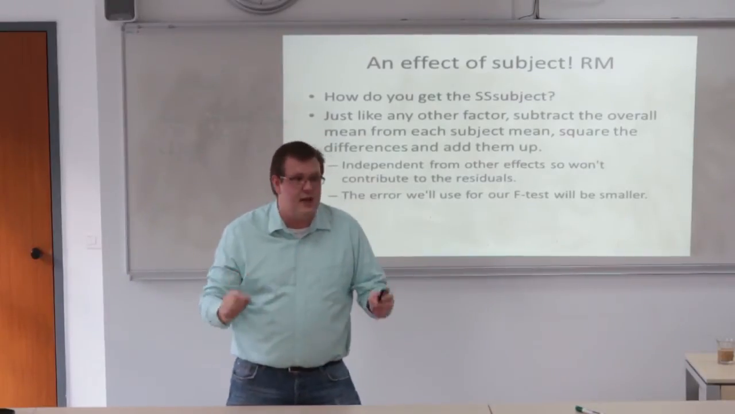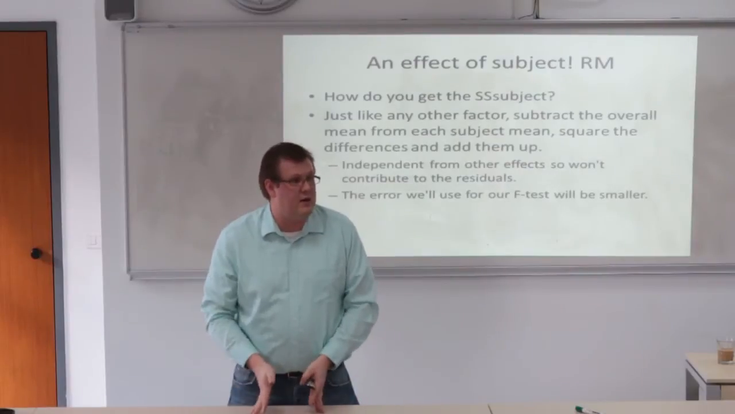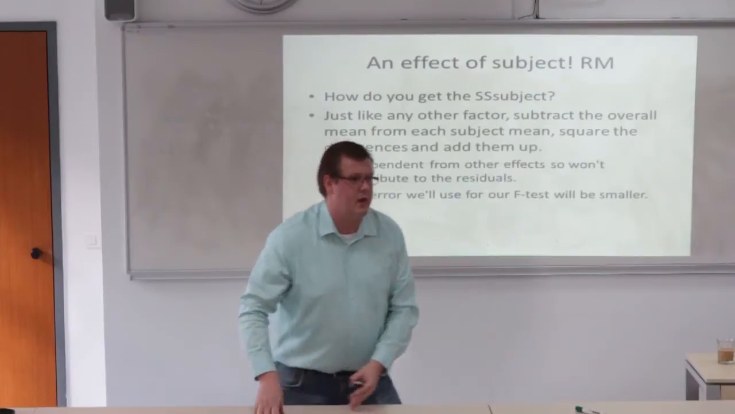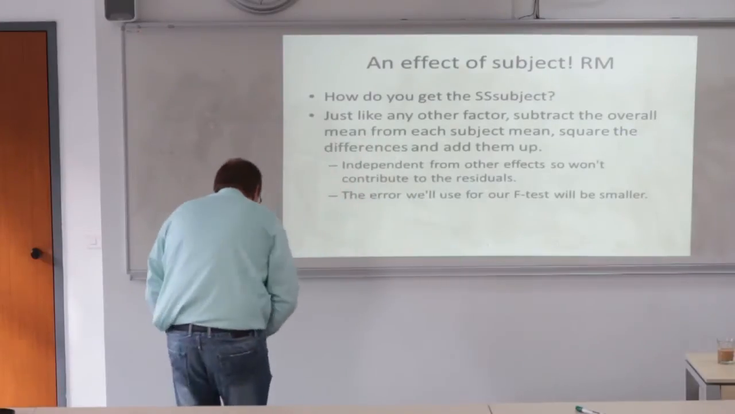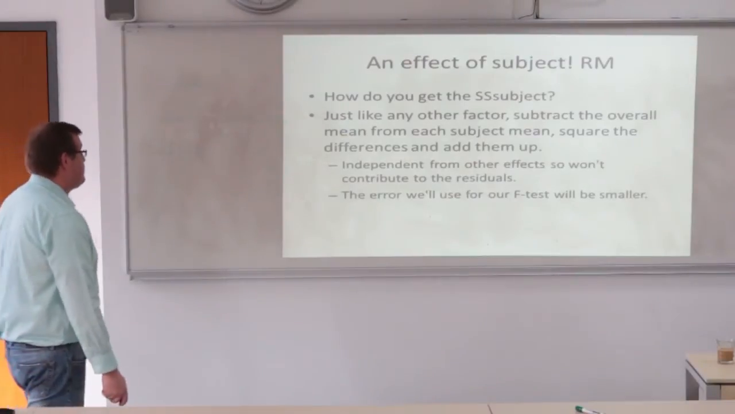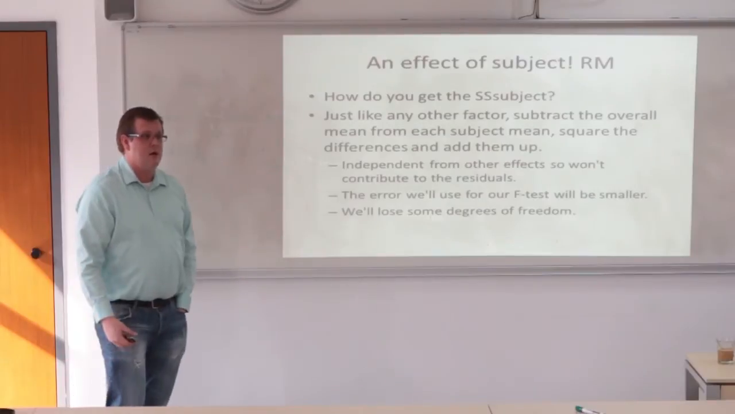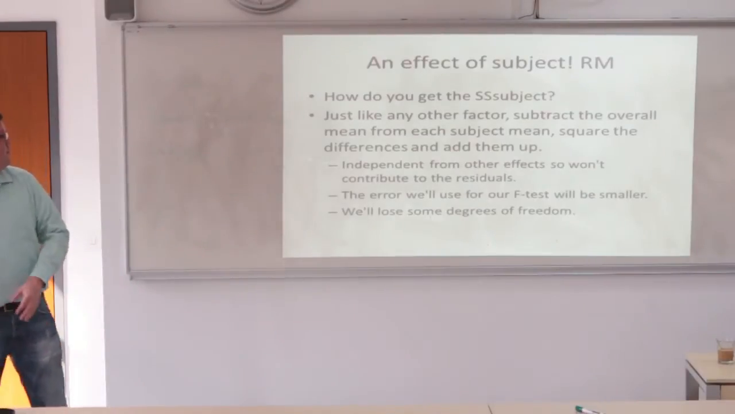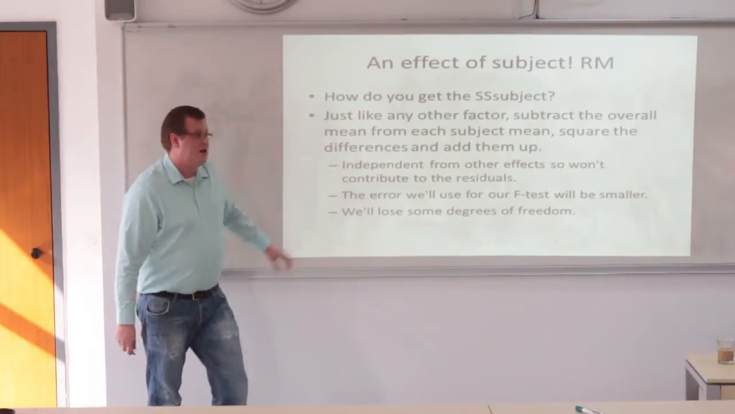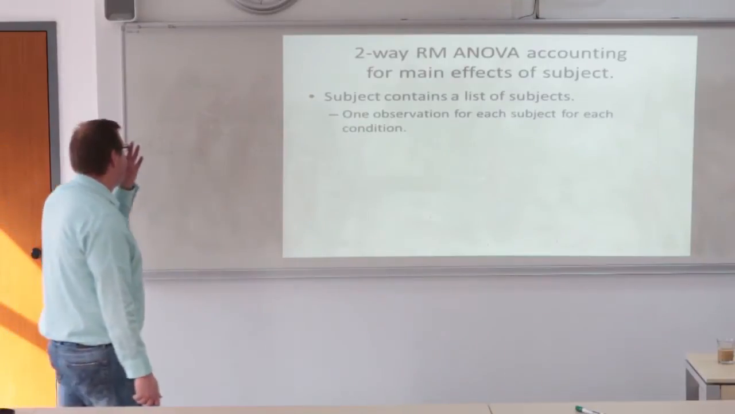This is what happened when we did our dependent T, right? We took the difference, and the standard error of the difference was much smaller than this pooled standard error of the means, right? When we had things paired appropriately, T became bigger. So the error we use for our F has to be smaller, so F should be bigger. We're going to lose some degrees of freedom because we're taking some degrees of freedom out when we are figuring out the effects, right? But this isn't a big deal if our subjects contribute a lot of the variance.